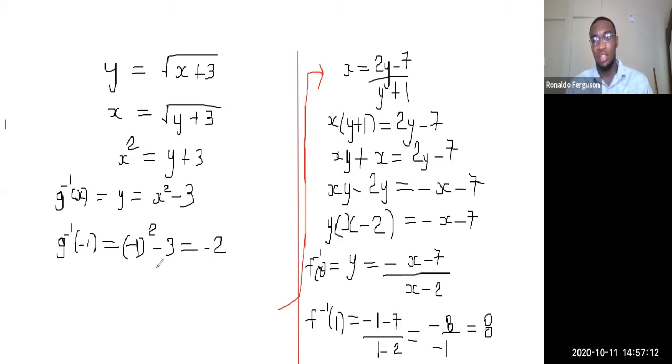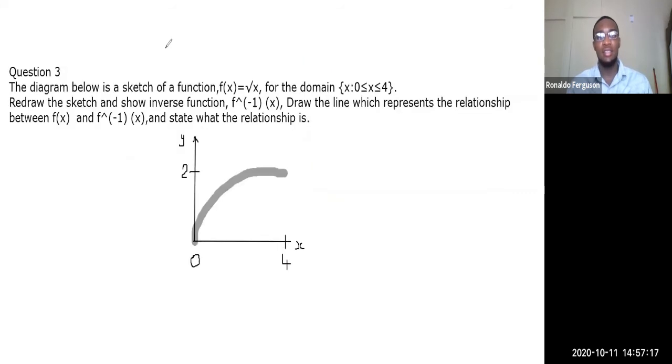Alright? So now, next thing to look at is one more question. It says the diagram below is a sketch of the function f of x equal to the root of x for the domain where x is between 0 and 4. Redraw the sketch and show the inverse function of f of x and draw the line which represents the relationship between f of x and f inverse of x. So then give me this graph right here, right?